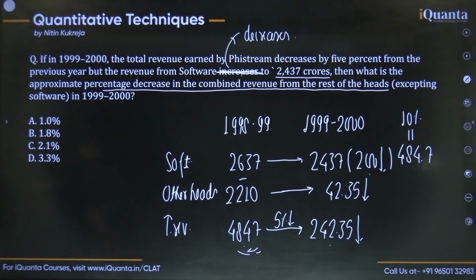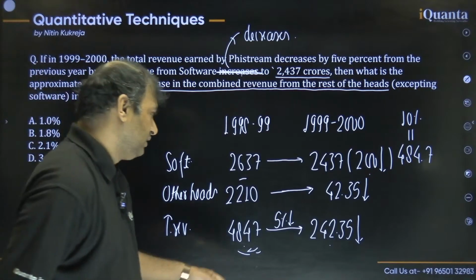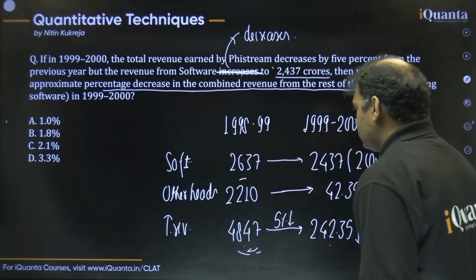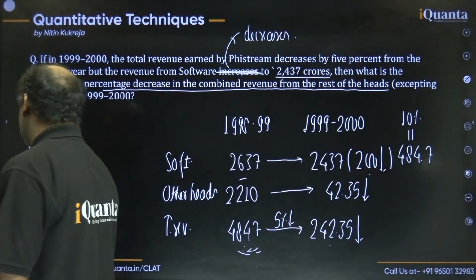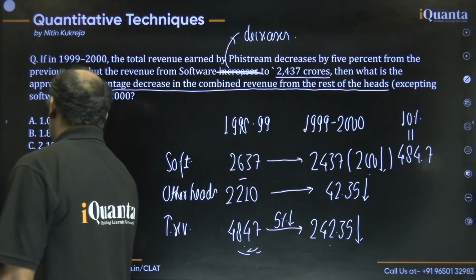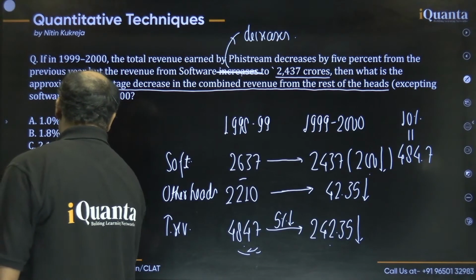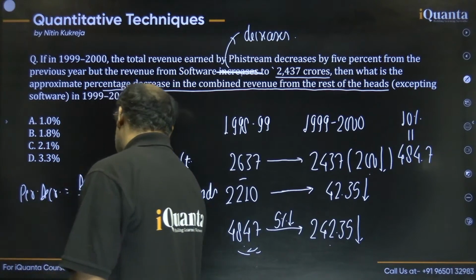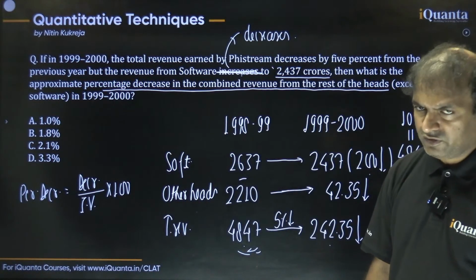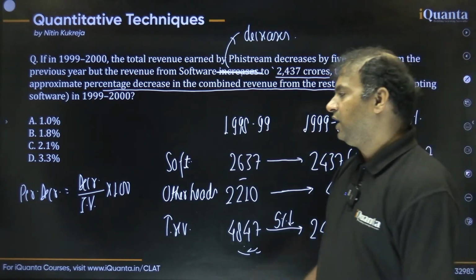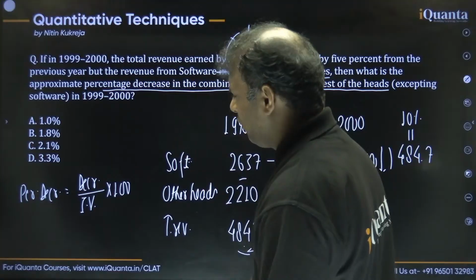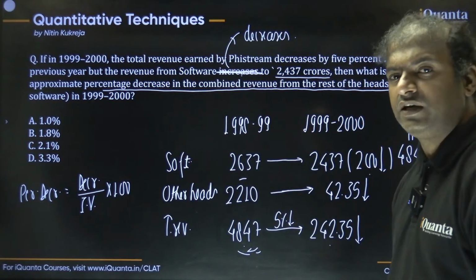We have found a lot of data about the rest of the heads, right guys? We have found the decrease in the rest of the heads, and we have also found the original value of the revenue of the heads in 98-99. So what is the basic way of finding percentage decrease? We always say percentage decrease is decrease upon initial value, into 100. We multiply by 100 if and only if it is extremely required, otherwise, if options are supportive, we can avoid multiplying by 100 as well.